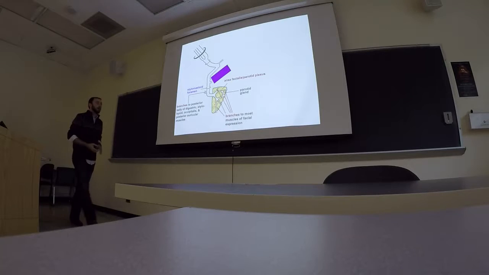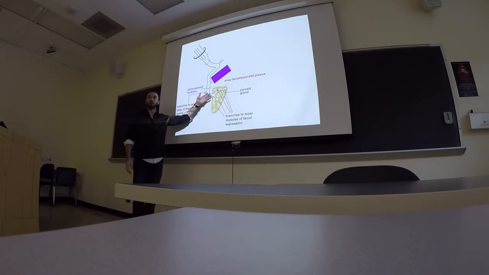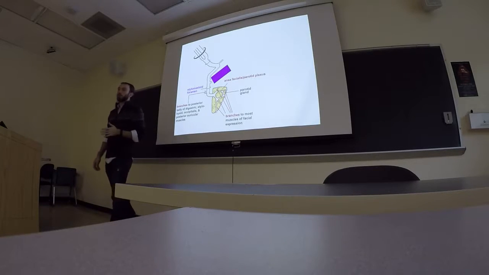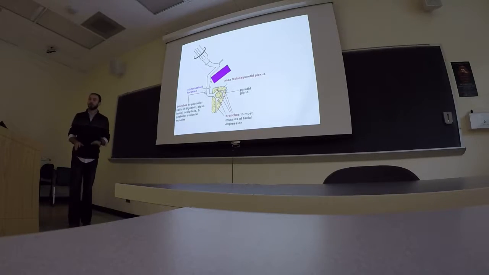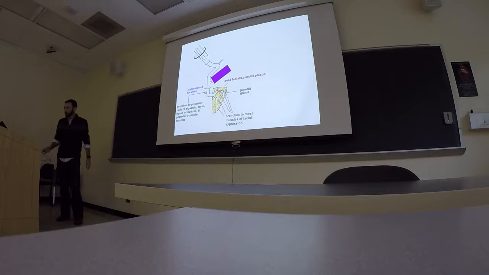Just real quick, the facial nerve goes straight into the parotid gland, but the facial nerve has absolutely nothing to do with the parotid gland. It doesn't provide any type of innervation to the parotid gland. So there'll be a separate cranial nerve that's in charge of parasympathetics to the parotid.